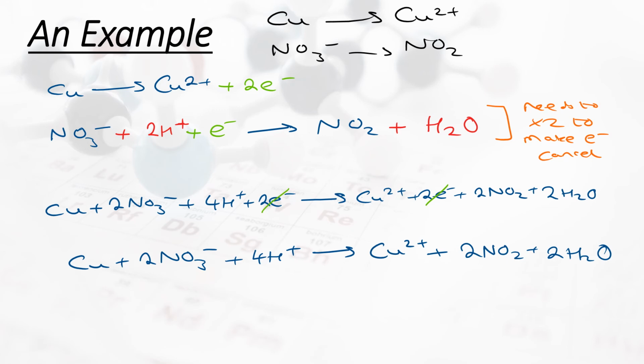Now for the nitrate equation, so we have NO3- going to NO2. That's the first thing I write down. Then I look to see, first of all, is my nitrogen balanced? And it is. I've got one nitrogen on the left-hand side, one on the right-hand side. I then look at the oxygens, and I see that I've got 3 oxygens on the left-hand side, but only 2 on the right-hand side. And so this is where, when we go down our checklist, we have to add in a water molecule. We add in 1 H2O.